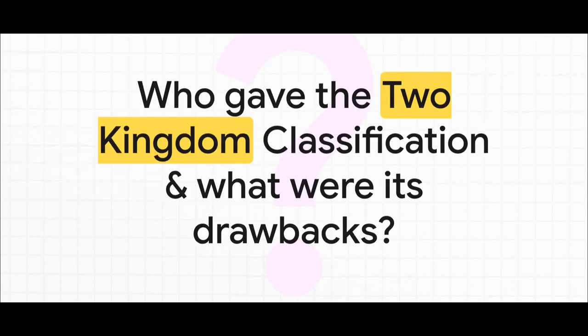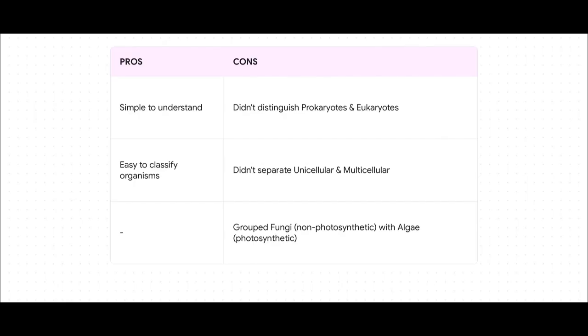So after Aristotle, the next major step forward was the two-kingdom classification. The question for you is, who came up with this system? And more importantly, what were its flaws? What was so wrong with it that we had to move on? This system was given by Linnaeus. He just made two huge kingdoms, Plantae and Animalia. That's it. It was simple, sure, but the problems were massive.